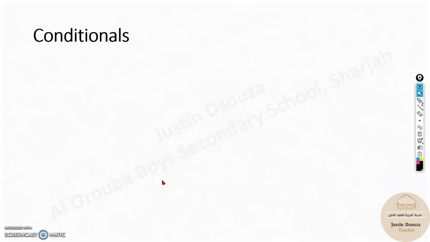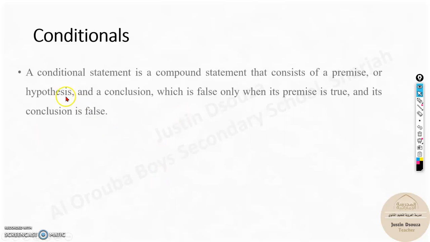Now we move on to the second objective, with regards to hypothesis, conclusion, and conditional statements. A conditional statement is a compound statement that consists of a premise. Really, we don't generally use that word, we call it hypothesis. It consists of a hypothesis and a conclusion, and is false only when the premise is true and the conclusion is false.